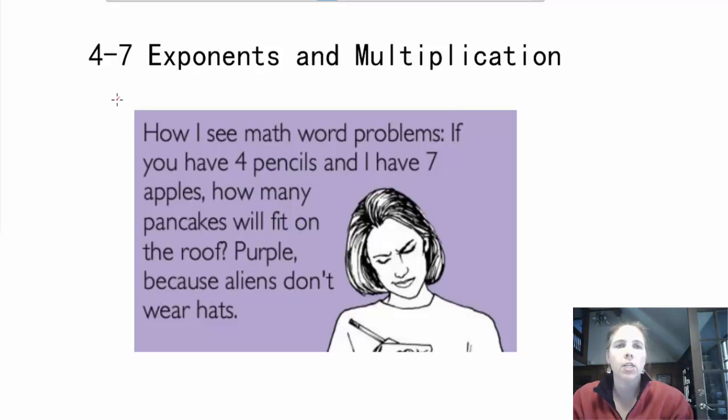Hey guys, today we're going to do 4-7 exponents and multiplication, and here's a little funny that I always like to read. I think these are funny, but you can read that if you'd like.